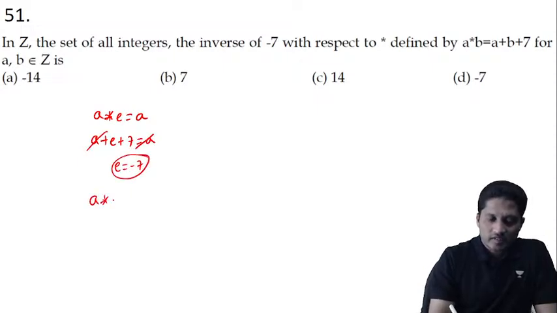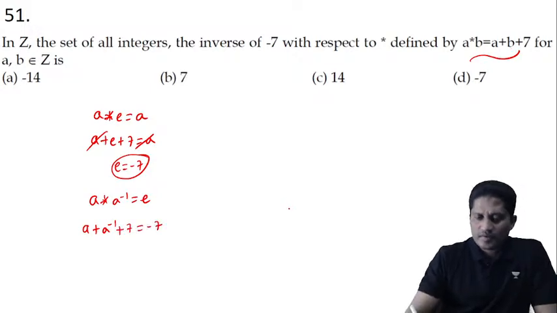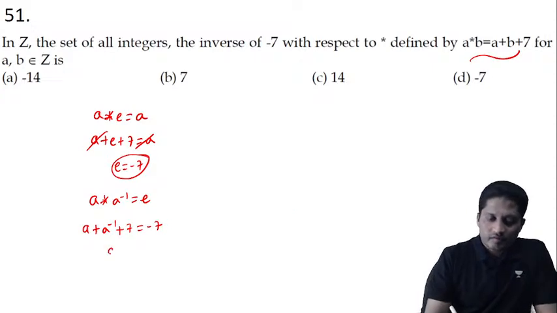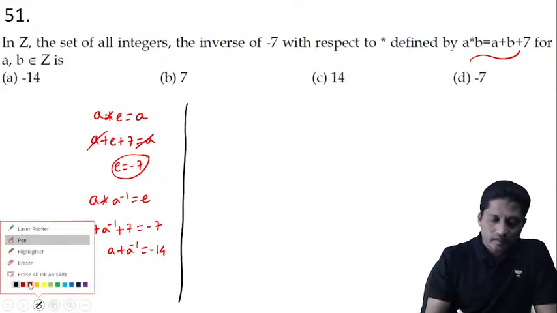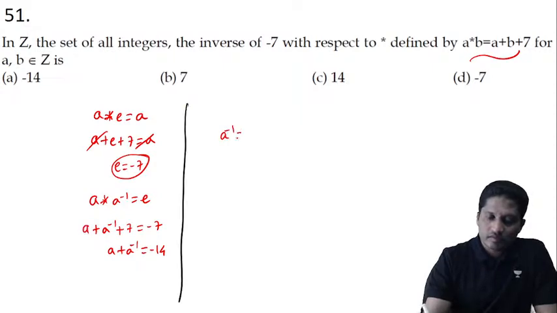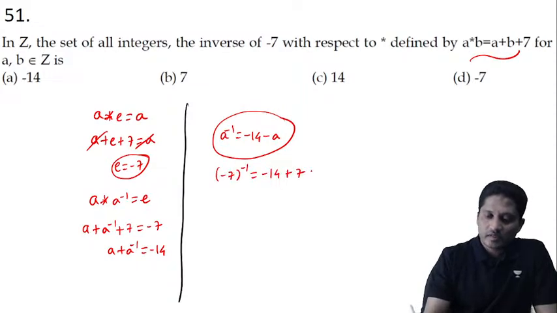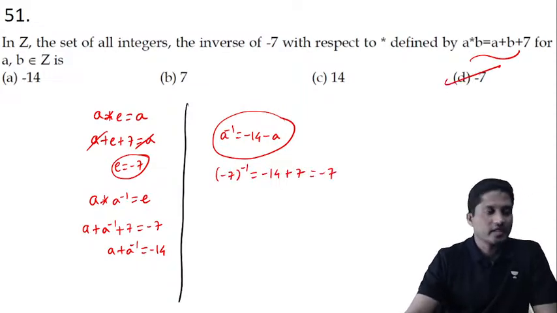Next, A star A inverse is equal to E. A star A inverse is A plus A inverse plus 7 is equal to E. E is minus 7. Okay, from this, A plus A inverse is equal to minus 14, and A inverse is equal to minus 14 minus A. I want the inverse of minus 7, which is equal to minus 14 minus of minus 7, which is plus 7, which is equal to minus 7. The answer is option D.